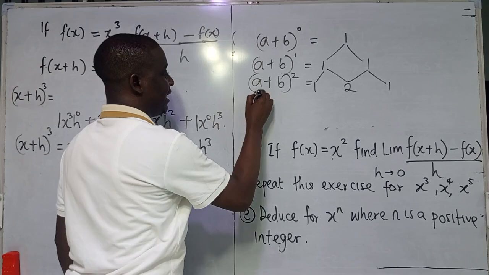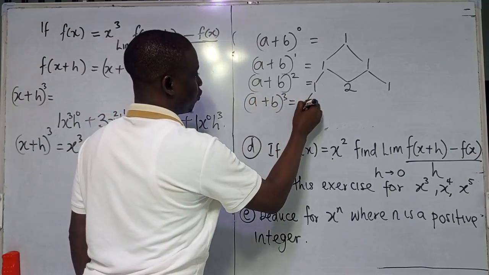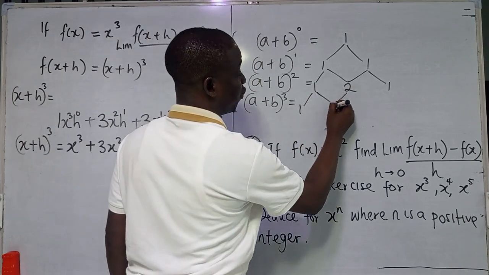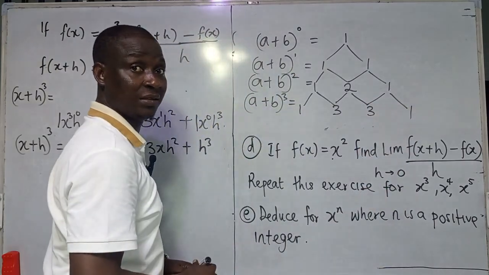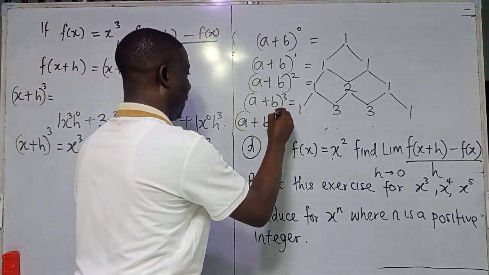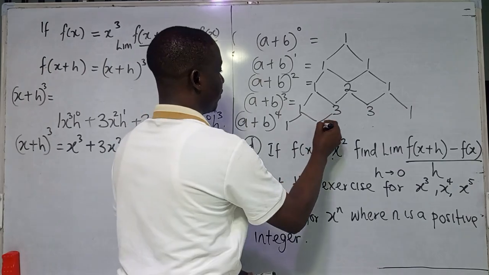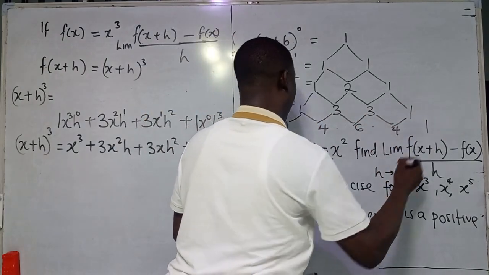then 1. Then (a plus b) raised to the power 3. That will give us 1. Drop 1 down. 1 plus 2 is 3. 2 plus 1 is 3. Then 1. You see that? Then if you have (a plus b) raised to the power 4, I would have 1, 4. This one added to that, 6, 4, 1.